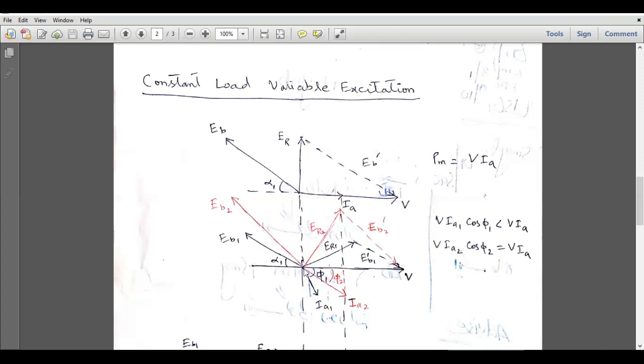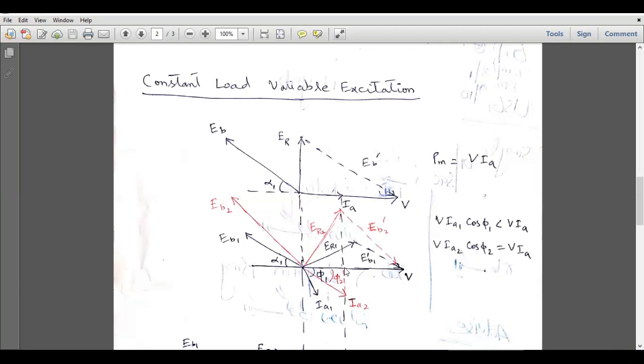Now the horizontal component of this IA2 vector is IA2 cos phi 2, and the horizontal component of this vector is the vector starting from this point up to this point, and the horizontal component of this IA2 vector is exactly equal to the IA vector in this figure.